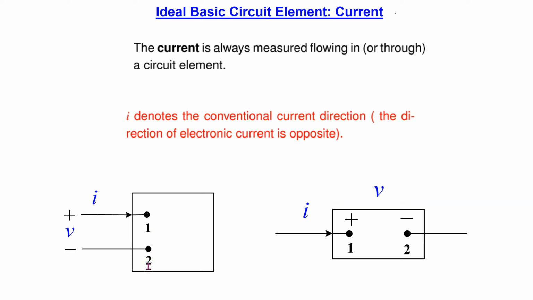Recall that the direction of electronic current is opposite to the direction of conventional current. Hence, in this case, electrons are entering terminal 2 and leaving terminal 1.